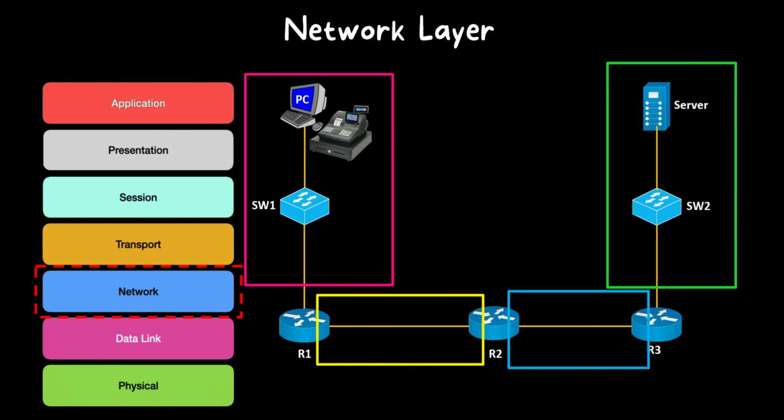Whatever data is transferred from the showroom network to the server network must travel through the other networks, because there is no direct connectivity between the showroom network and the server network.